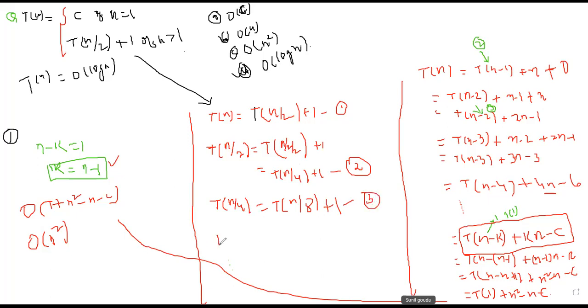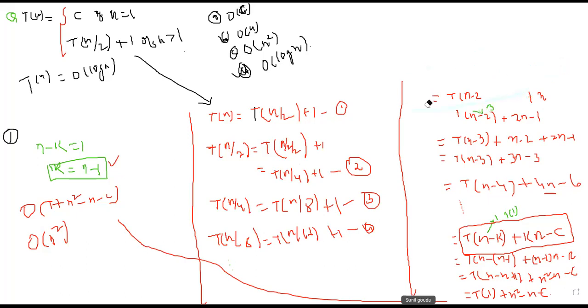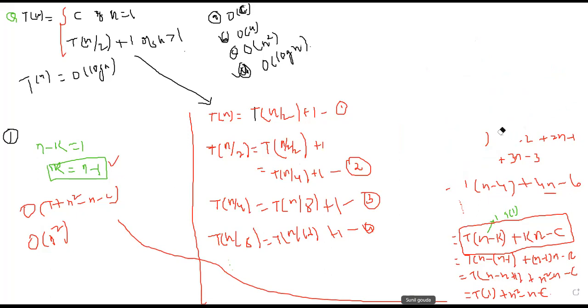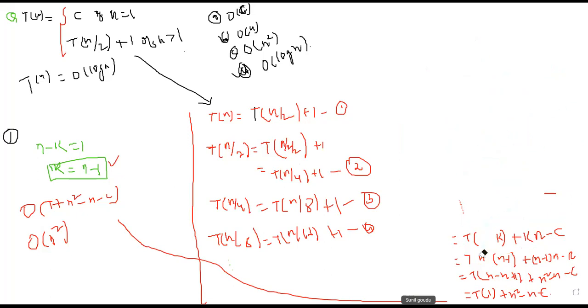Next, what do you have to do? Now, replace for T of n by 8. So it will be T of n by 16 plus 1. This is equation number 4. So, are you with me up to here? Yes. All of you found up to this. Okay, now use the substitution method to find the generalized form. Tell me what the generalized form will be.